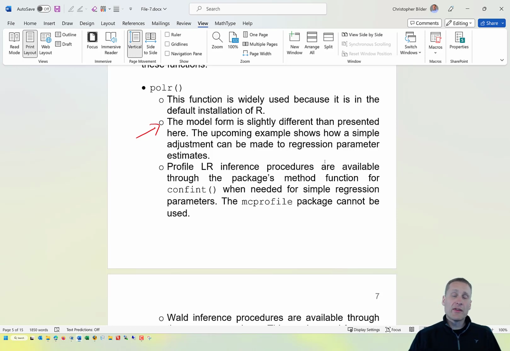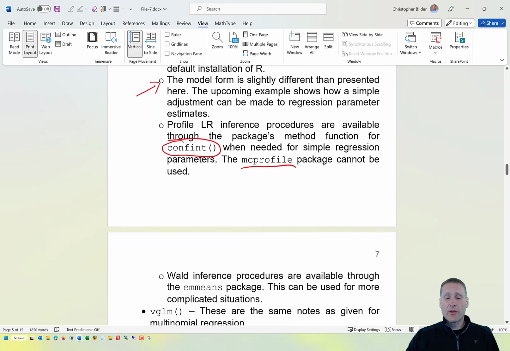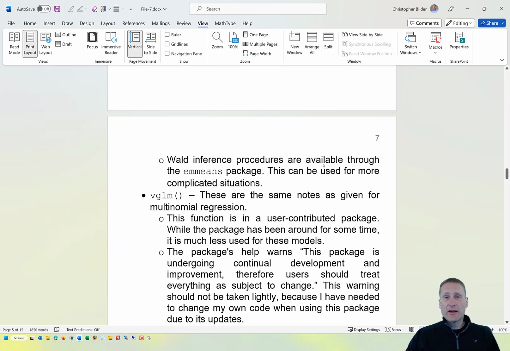Now, with this particular package, we can use the confint function to do profile likelihood ratio intervals for our regression parameters, but only for essentially one regression parameter at a time, unfortunately. We cannot use it for more complicated expressions amongst our regression parameters, and unfortunately the mcprofile package does not work with this. So whenever we have a more complicated expression, you can imagine corresponding to what we saw with logistic regression, you might have some kind of complicated odds ratio that involves multiple regression parameters. Whenever that occurs, the easiest way to find the corresponding confidence interval is to use the emmeans package, but you end up with Wald confidence intervals in the end.